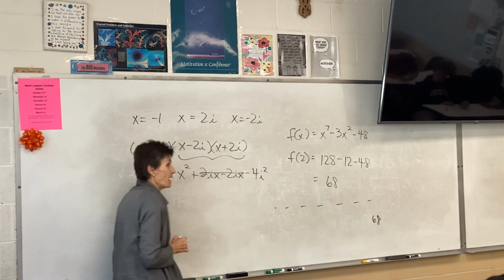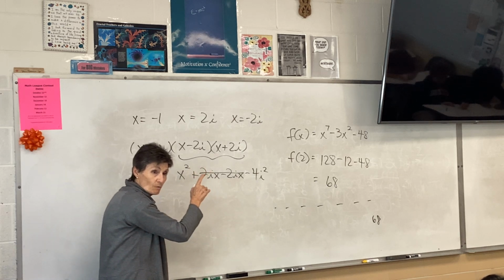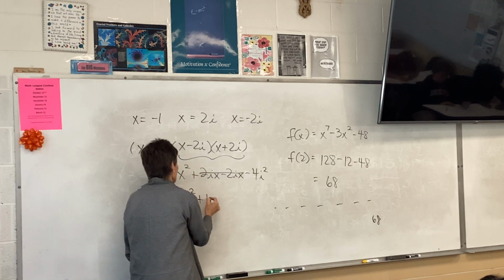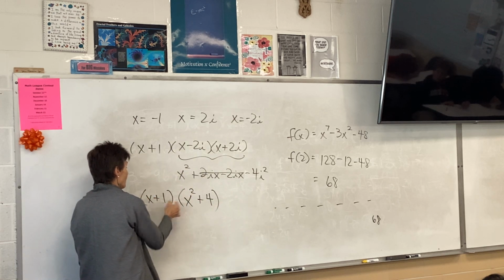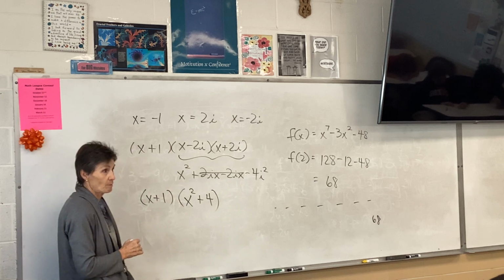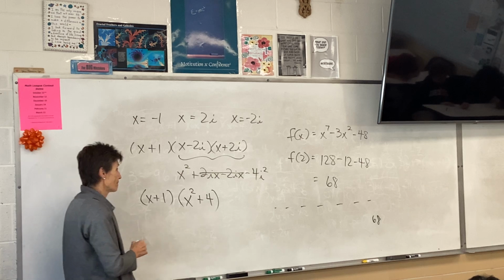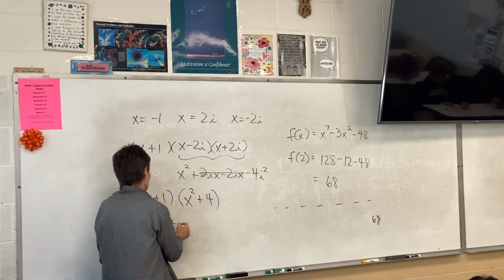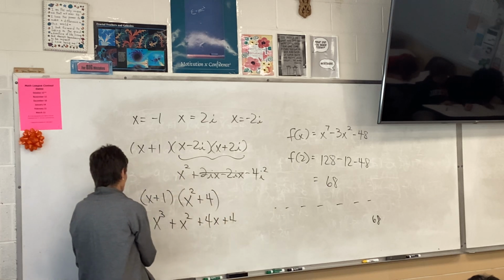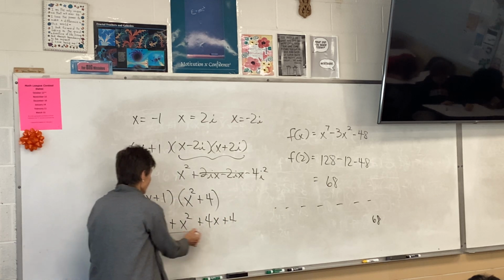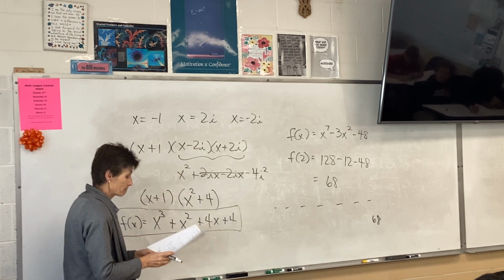These guys dropped out, right? And that's a plus 4. So we have x squared plus 4. Don't forget, you still got to multiply again by the original x plus 1. And there is my function, I believe, unless I made a mistake. That's it. Is that it?